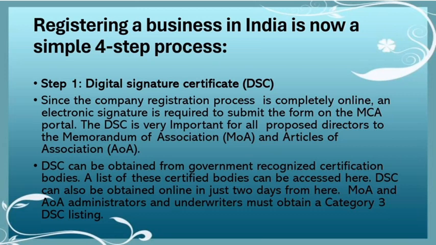As we all know, the Memorandum of Association is a primary document and the Articles of Association is a secondary document. For the company registration process, these two are fundamental documents according to the Companies Act. A digital signature certificate is mandatory and must come from government-recognized certification bodies. The list of these certified bodies can be accessed here, and a DSC can be obtained online in just 2 days. Signatories to the Memorandum of Association and Articles of Association must obtain a Category 3 DSC.